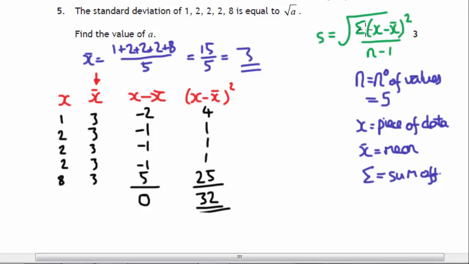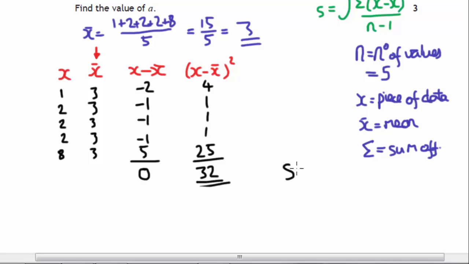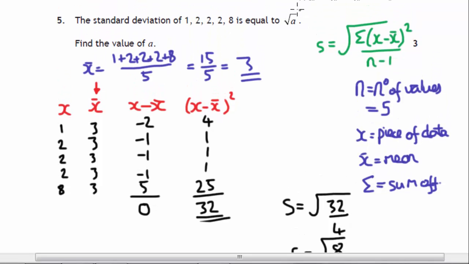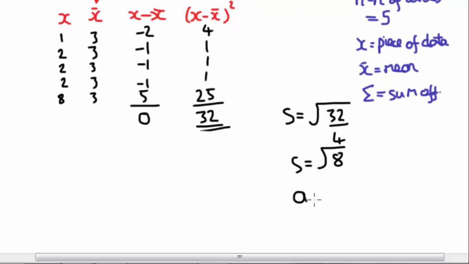Believe it or not, we're nearly there. So if we then have a wee look back at that formula, it said it's a square root. We've got 32. Divide that by n minus 1, which is 5 minus 1, which is 4. s equals the square root of 32 divided by 4, which is 8. And they're essentially just asking you, what is the value of a? So we've now worked out a is equal to 8. Right, so a equals 8.